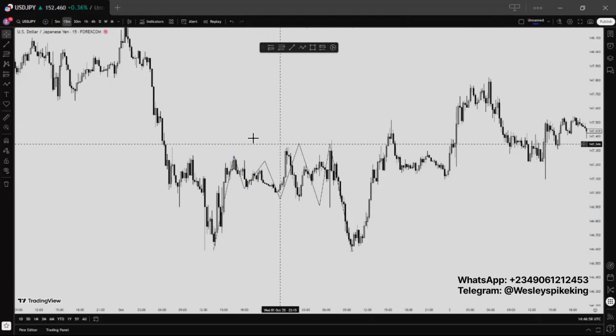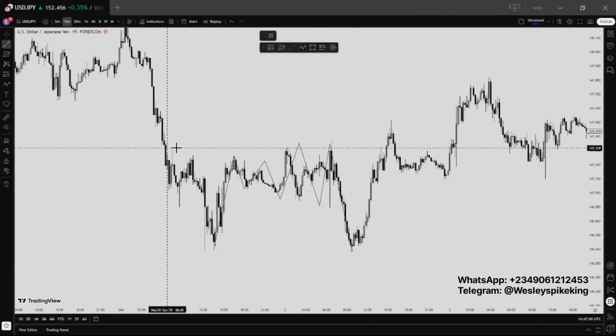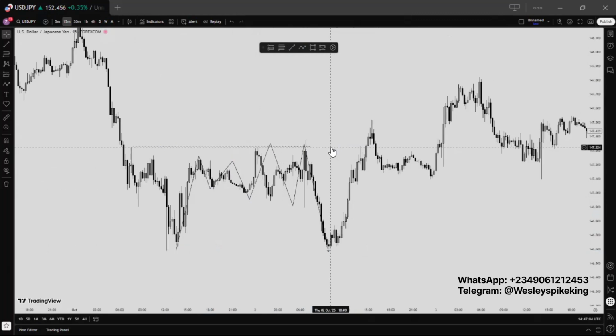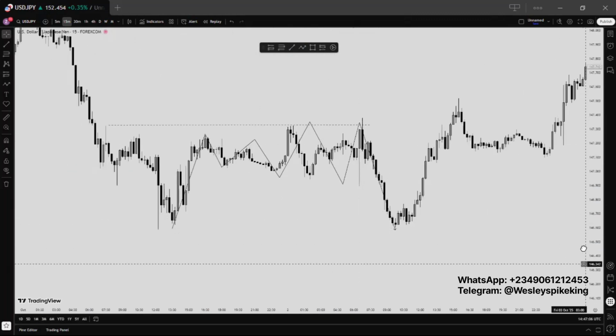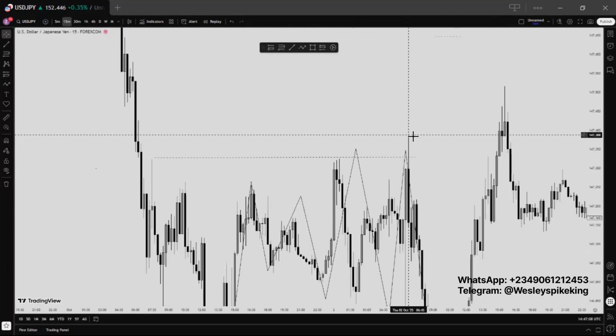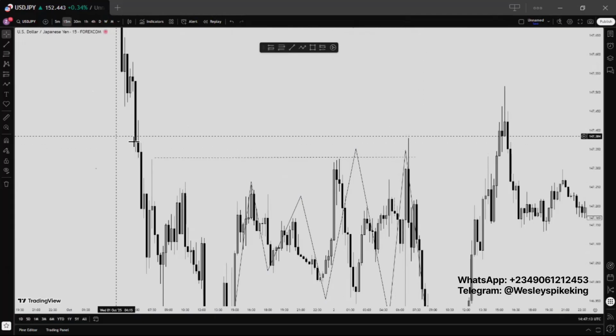Now, what did price do before even dropping? Price had to sweep liquidity. You see what happened here? Maybe you don't see it. Let me zoom in for you. See this sweep here? Swept this liquidity, mitigated this point of interest.